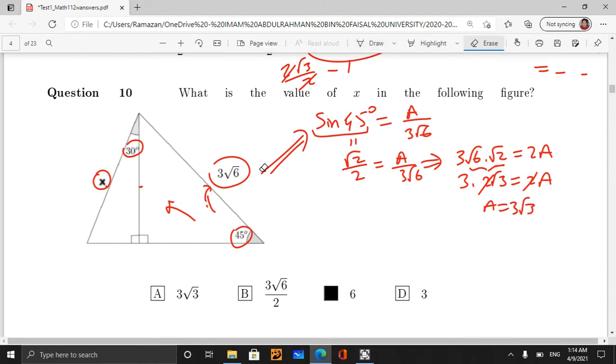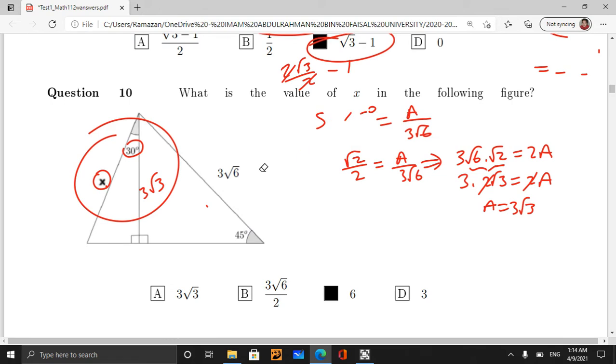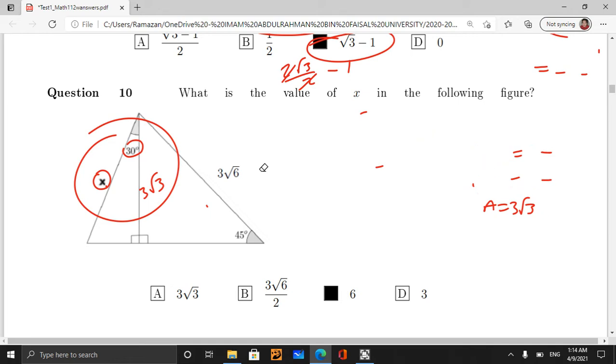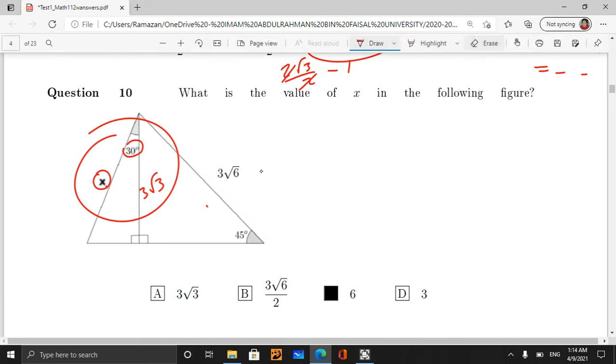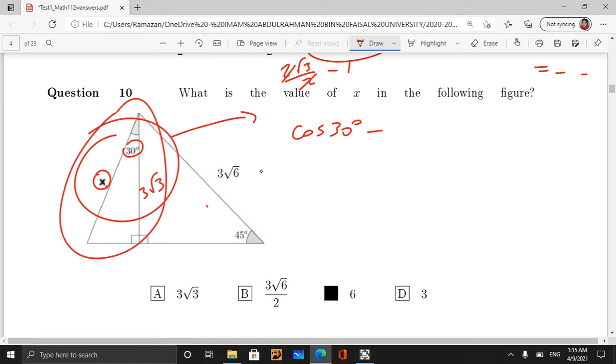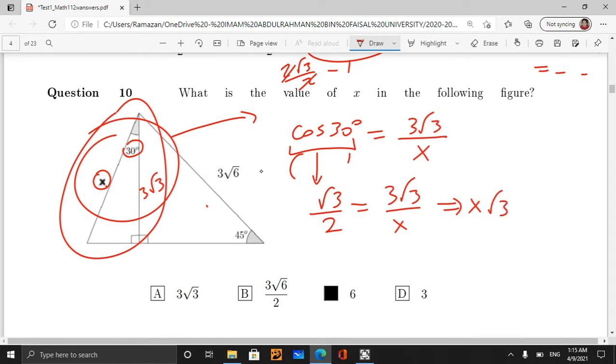Now, the question comes to here: how can we relate x and 30 and 3 square root 3? Is there any trigonometric value relating them, I mean connecting them to each other? Well, we can use cosine 30 here, because cosine 30 uses the adjacent side and the hypotenuse. So cosine 30 should be equal to, by using this triangle here, the adjacent side 3 square root 3 divided by x. By the way, what is it in our memory? This is square root 3 over 2. So we already memorized this one, and we put it here. We get x times square root 3 equals 2 times 3 square root 3, and after cancellation, we will end up with 6.